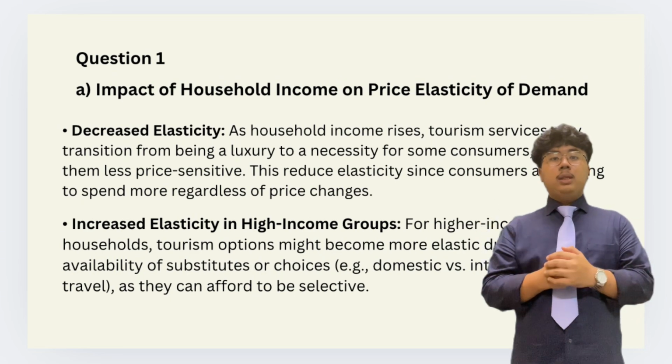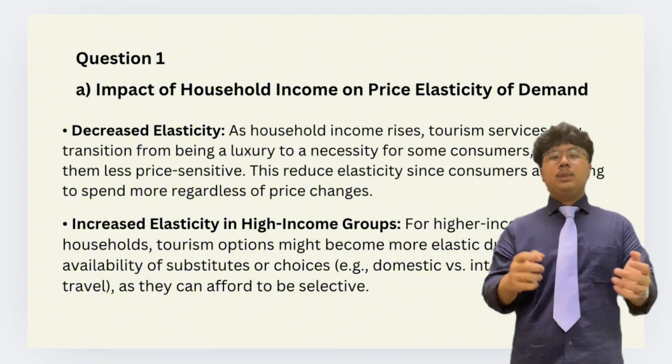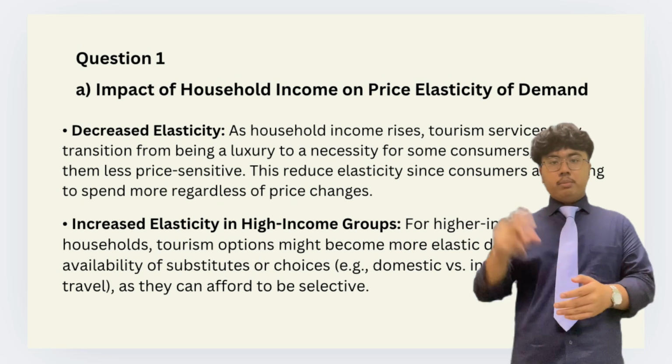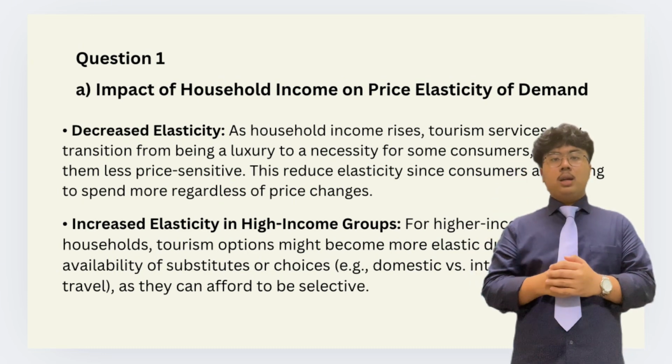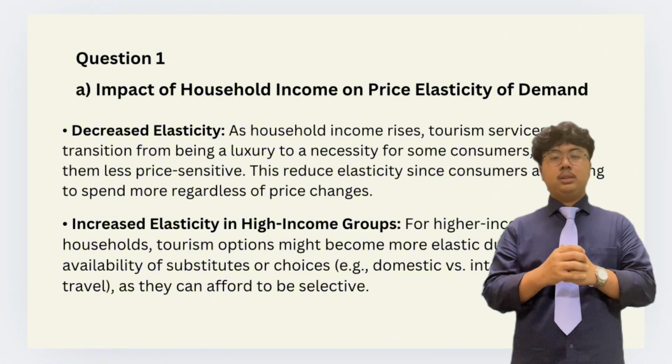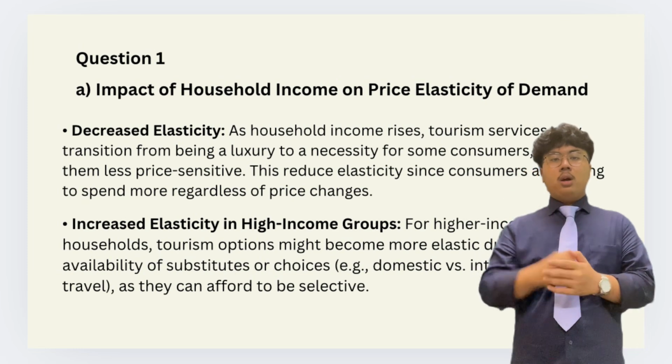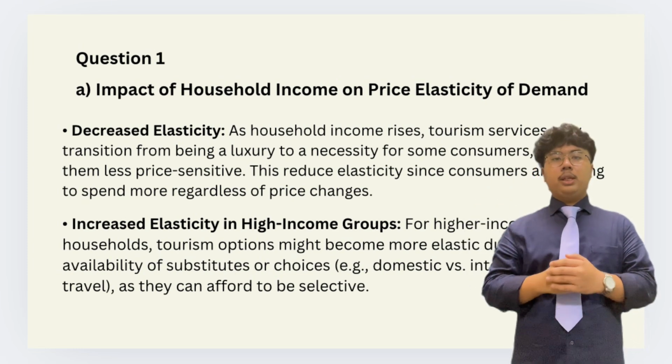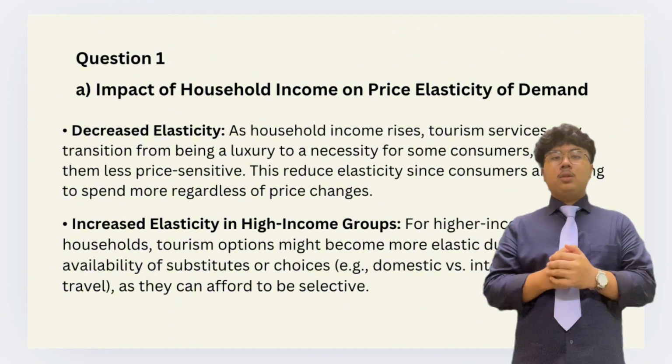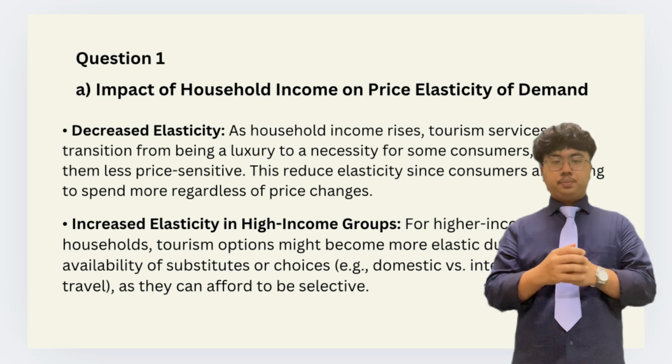For example, families may prioritize vacations or business travelers may continue booking hotels despite price increases. Number 2, shift in spending behavior. As income grows, tourism services may shift from being seen as luxuries to necessities. This further reduces price sensitivity. Number 3, for higher income groups, increased income might give people more options, like choosing between domestic and international travel. In this case, demand could become more elastic as consumers compare alternatives.